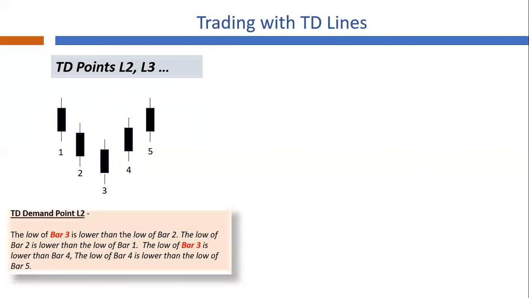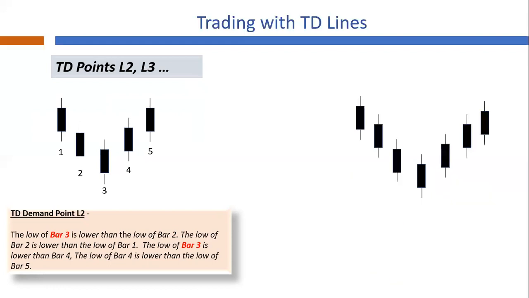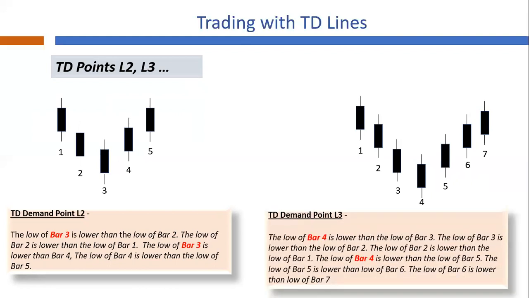Now let's take a look at the level 3 TD demand point. For this, at least 7 bars are required for identifying a level 3 TD point. In this, the low of bar 4 is lower than the low of bar 3 and the low of bar 3 is lower than the low of bar 2. In addition to the same, the low of bar 2 is lower than the low of bar 1. Further, the low of bar 4 is lower than the low of bar 5. The low of bar 5 is lower than the low of bar 6 and the low of bar 6 is lower than the low of bar 7.